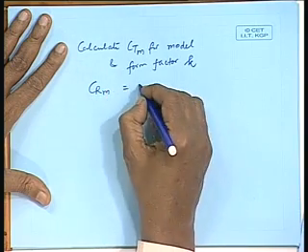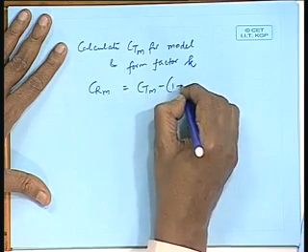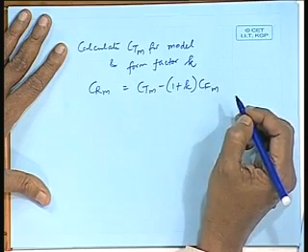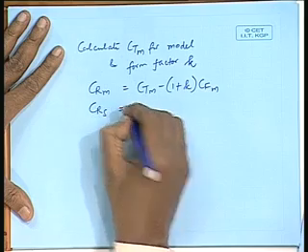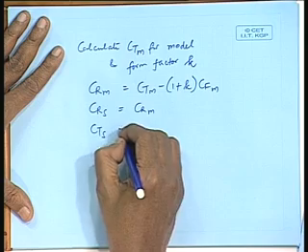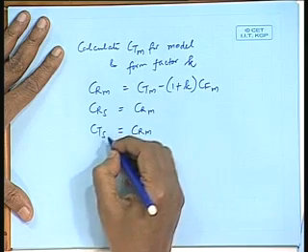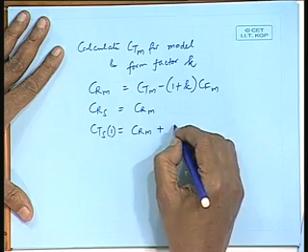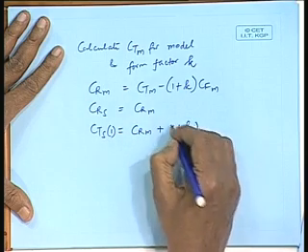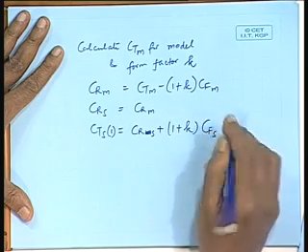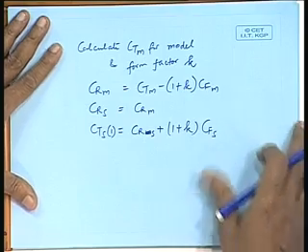Then CRM is equal to CTM minus (1 plus K) CFM, right. CRS is equal to CRM. So, CTS at this stage is equal to, I will just put a 1 here, CRM plus (1 plus K) CFS, or CRS, we have already said this is equal to CRM. This we have calculated. Okay.